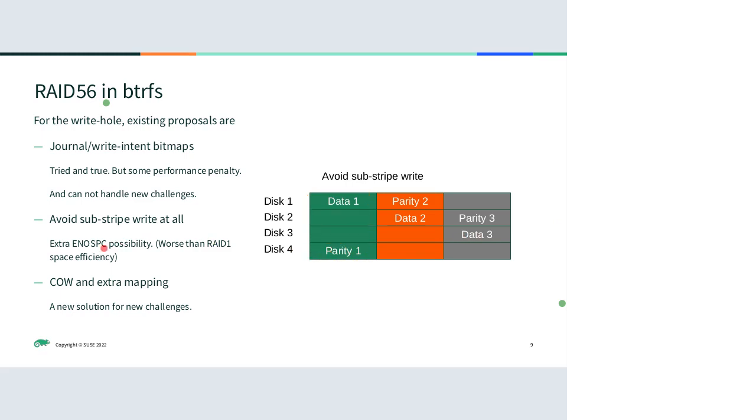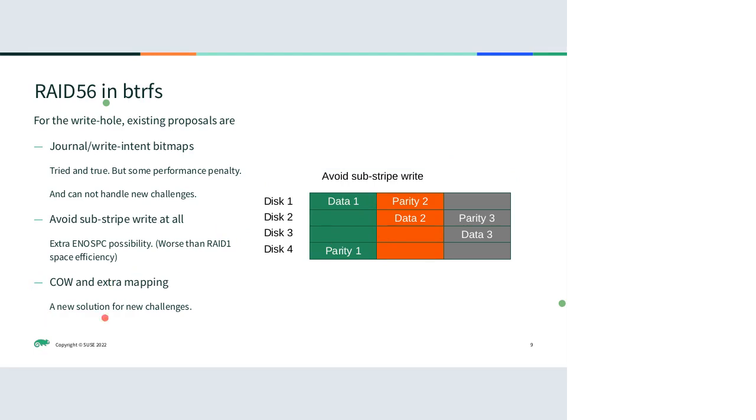So the idea is, we avoid sub-stripe write at all. That means if we want to write data two, we write it to the next full stripe. The problem is you can already see that we waste a lot of space. This space we didn't use, we didn't use, we didn't use. The result is, for the worst case scenario, if we do synchronized writes, we will be worse than RAID1 because all this space is wasted.